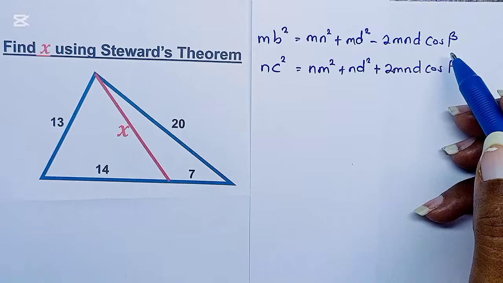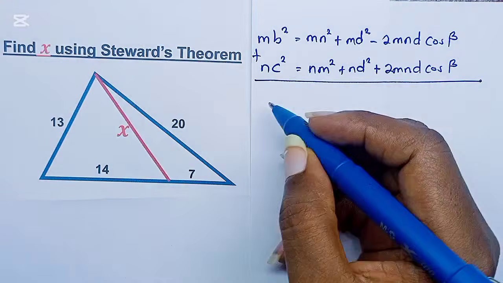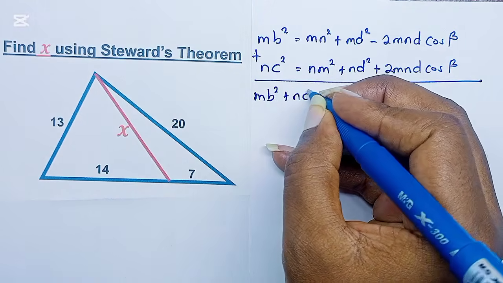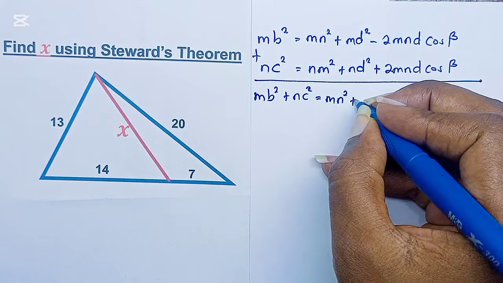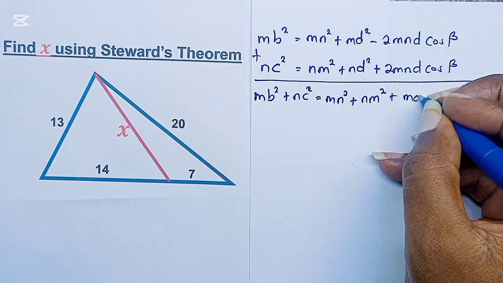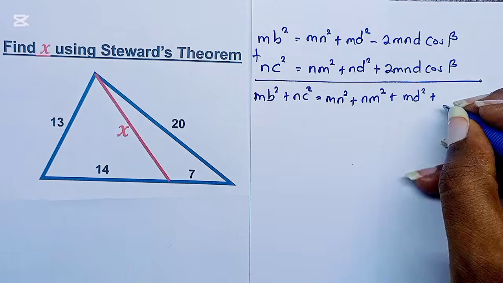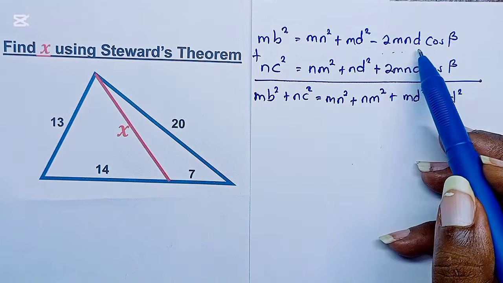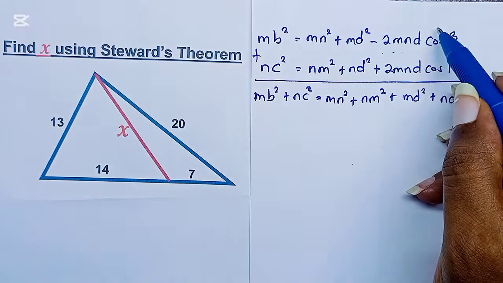So we're going to add these two equations. When we add these two, we shall have mb squared plus nc squared being equal to mn squared plus nm squared plus md squared plus nd squared. As you can see, this is minus 2mnd cos beta and this is plus 2mnd cos beta, so these cancel out.